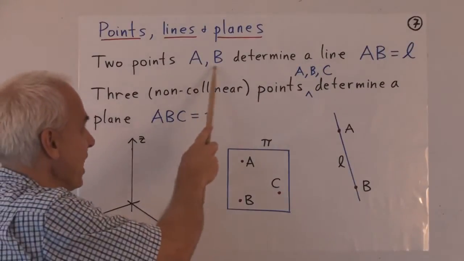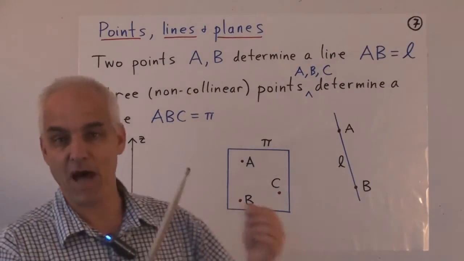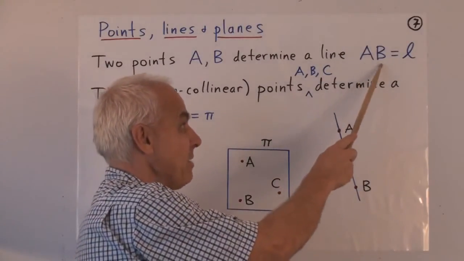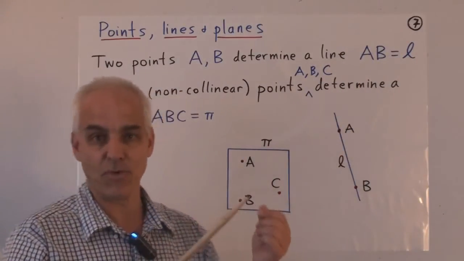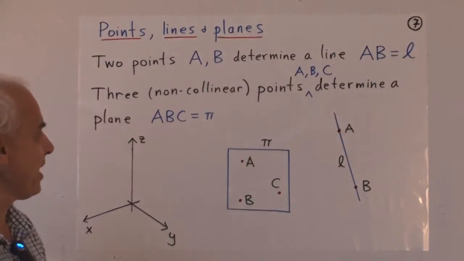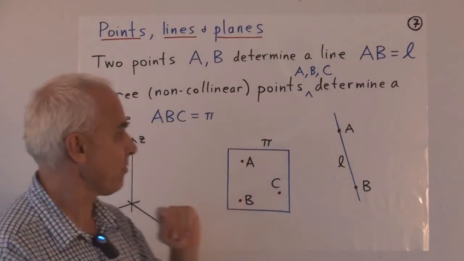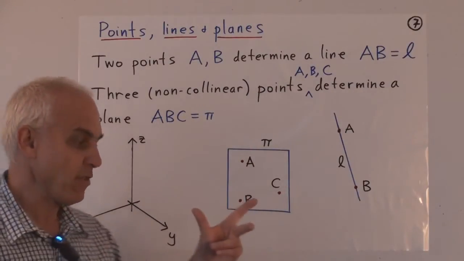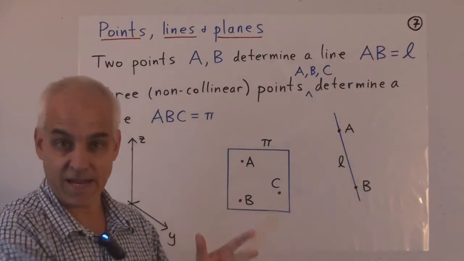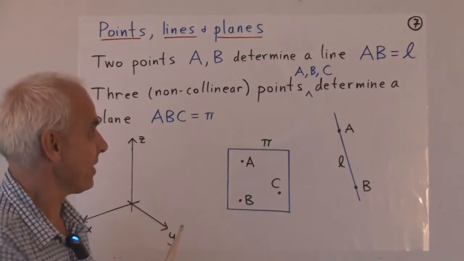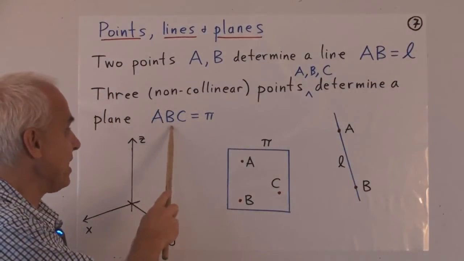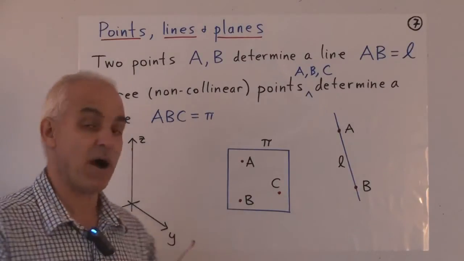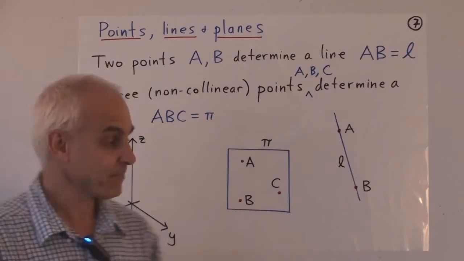If we have 2 points A and B, then they determine a line, the line through them. We use the notation AB to represent the line through the points A and B. If we have 3 non-collinear points, say A, B, and C, then those 3 points determine a plane. And that plane we denote by ABC. And typically we will use perhaps a Greek letter like pi to represent a plane.